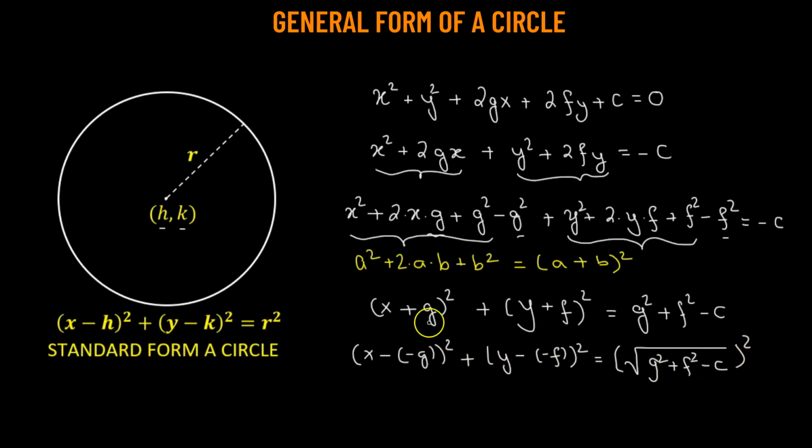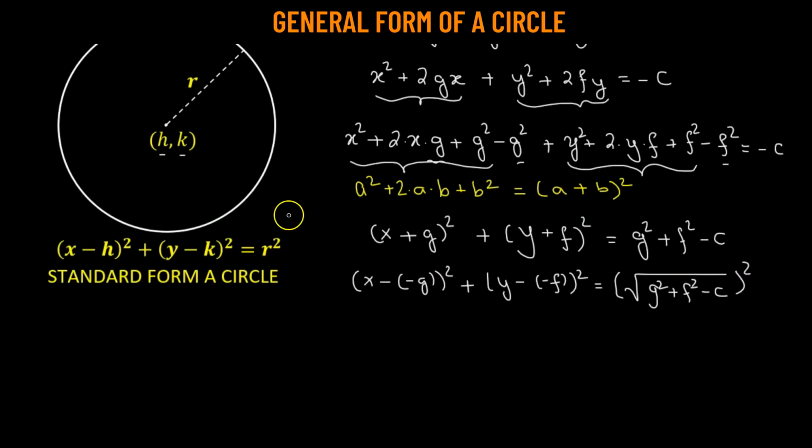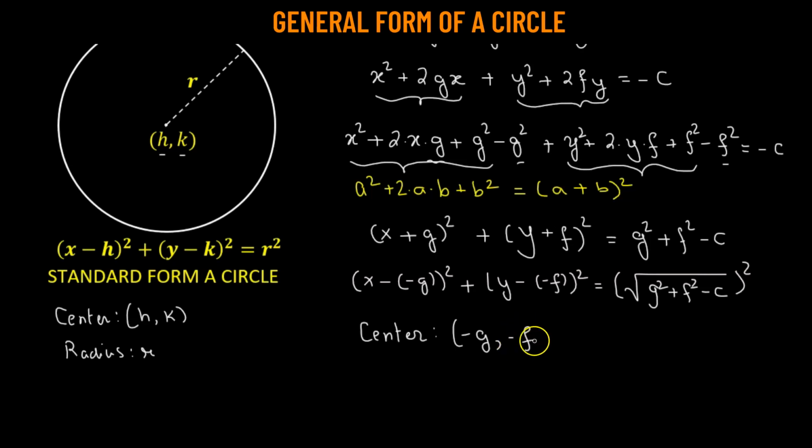The reason why we wrote it in this particular fashion is that now we can compare it with the standard form of a circle. We know that in the standard form of a circle, the center is given by the coordinate (h, k), and the radius is given by the letter r. So if we compare, we see that if we are given the general form, then the center is going to be (negative g, negative f), and the radius is going to be the square root of g squared plus f squared minus c.